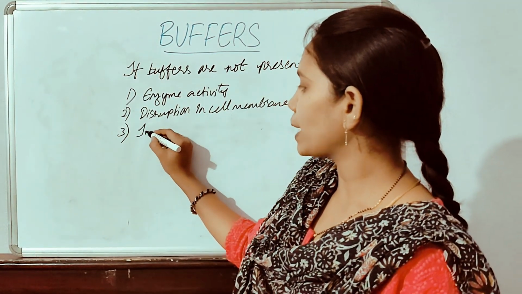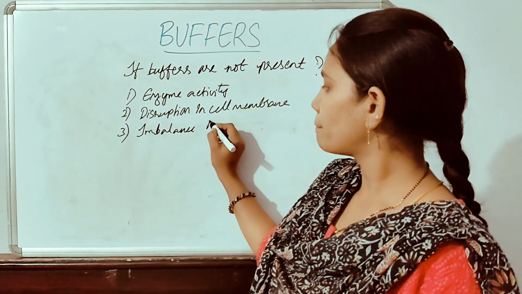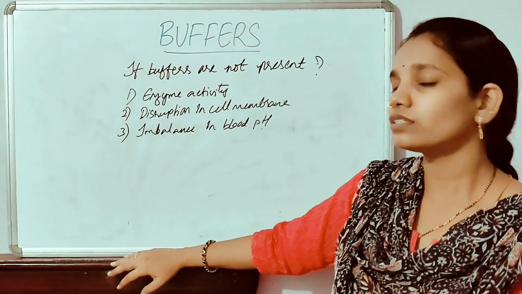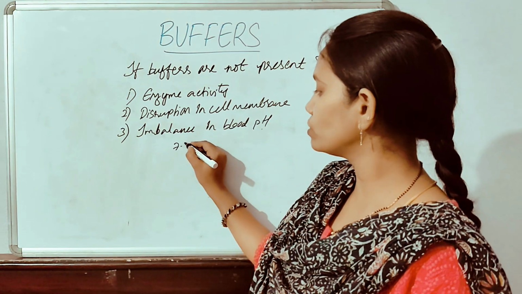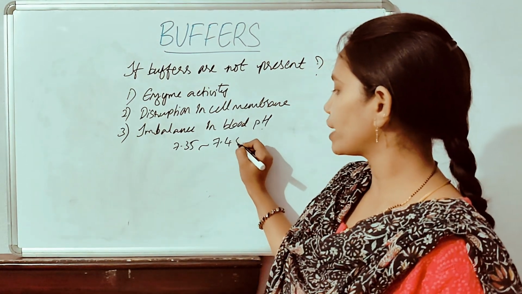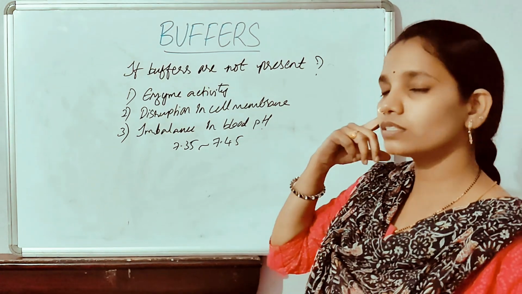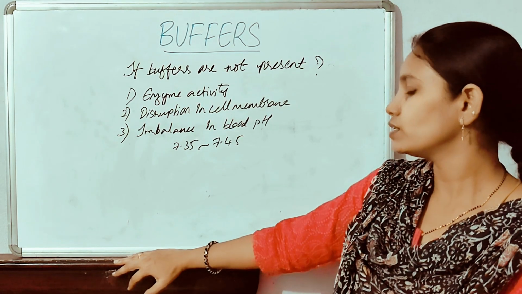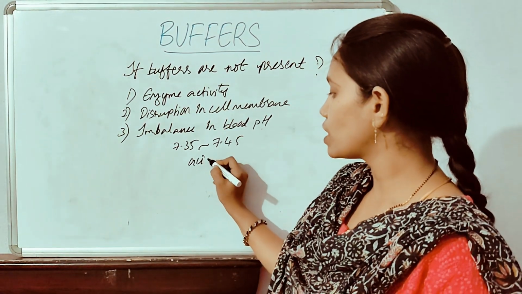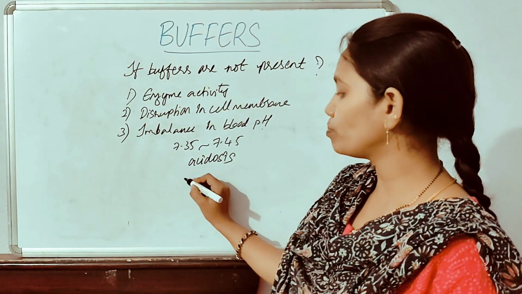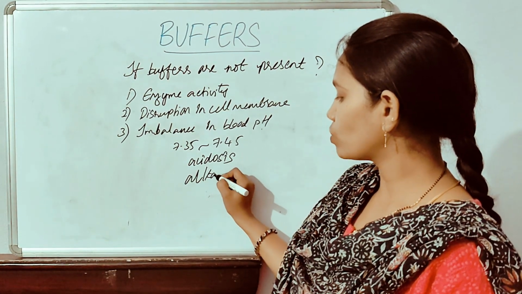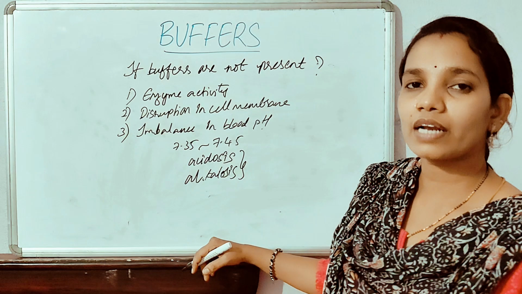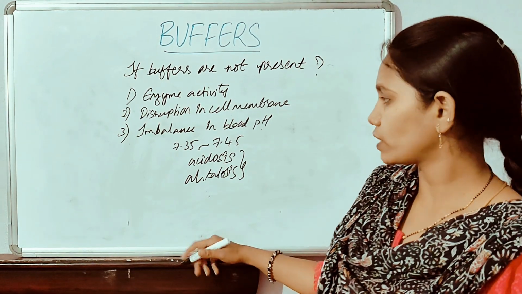Third, imbalance in blood pH. Our blood pH ranges from 7.35 to 7.45 because of buffers. Without buffers, this can lead to changes in pH. If it is too acidic, it leads to acidosis, and if it is too basic, it leads to alkalosis. These both conditions are life threatening if they are not corrected quickly.